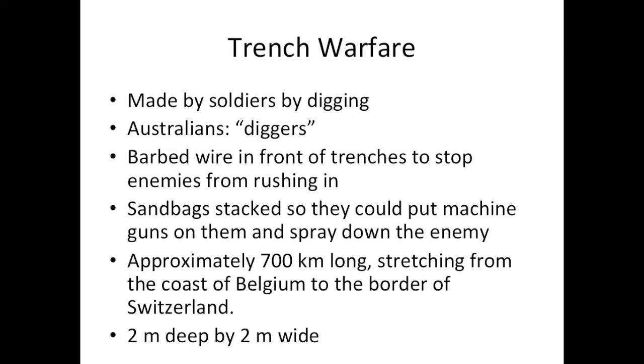Trench warfare. Trenches were made by soldiers who used shovels to dig. Australians were especially good at this, and that is how they earned their nicknames, diggers. In front of the trenches was barbed wire to stop enemies from rushing into the trenches. They also had sandbags stacked so they could put machine guns on them and spray down the enemy. The trenches along the Western Front were approximately 700 kilometers long, stretching from the coast of Belgium to the border of Switzerland. In most cases, trenches were 2 meters deep by 2 meters wide.